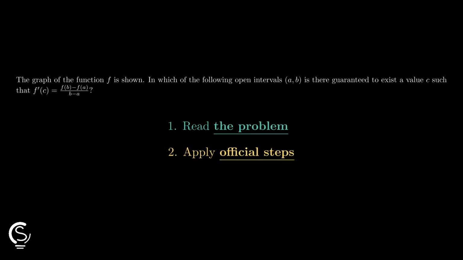Mean value theorem questions get easy fast when you check where the graph actually qualifies, then match that interval to the average slope.